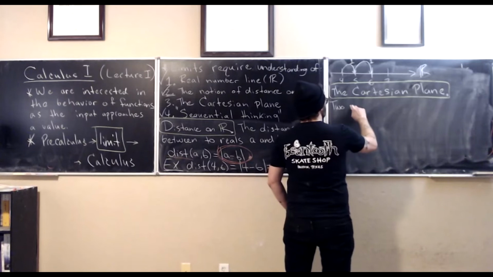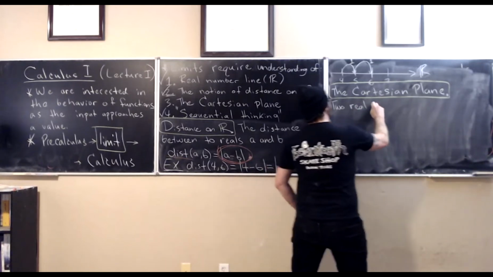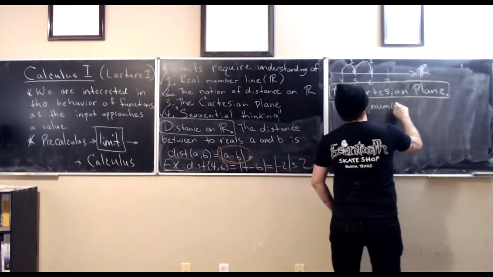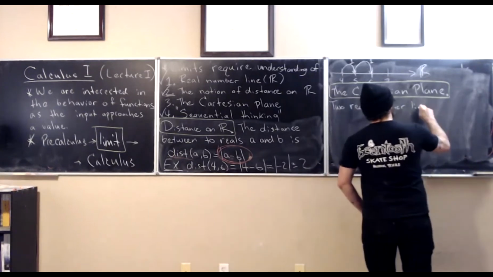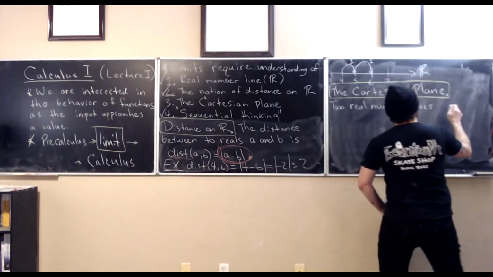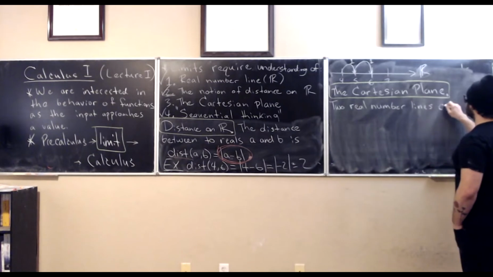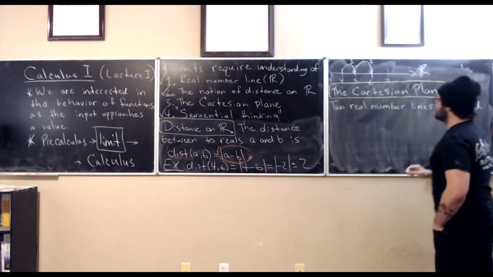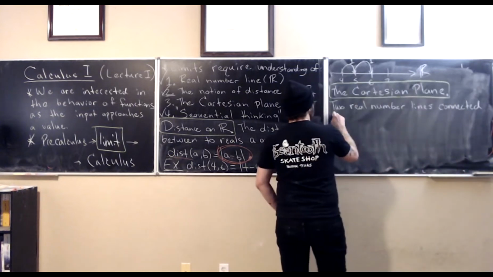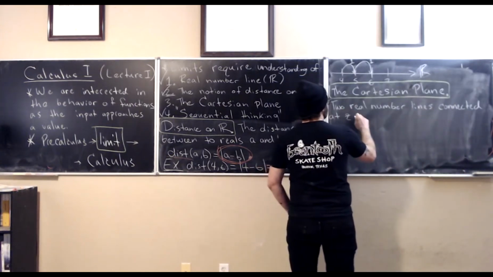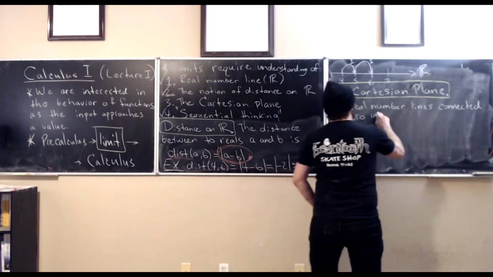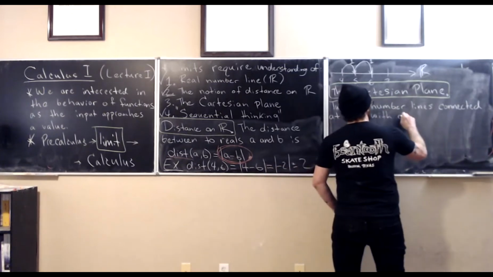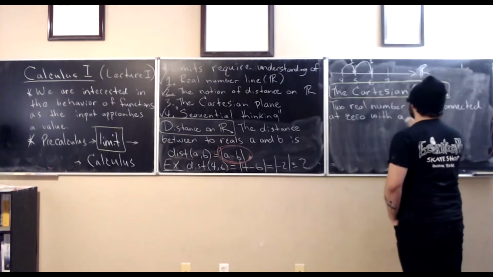So it's 2 real number lines connected at 0 with an orthogonal or 90-degree angle.